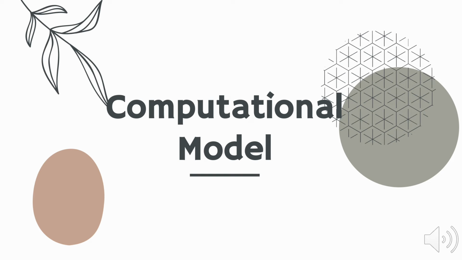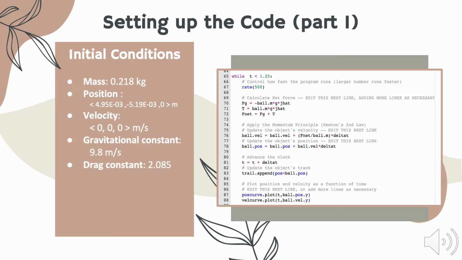Now let's look at our computational model. When setting up the code for the computational model, we use the same initial conditions from the experimental model. This is to eliminate any inconsistencies between the two. Also, we found our drag constant, 2.085, through trial and error.